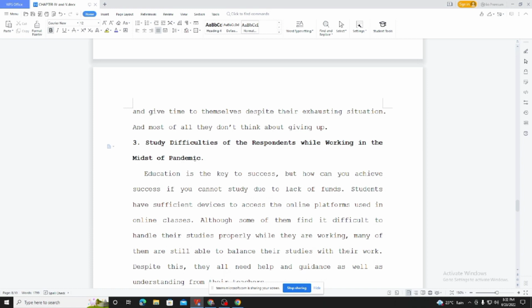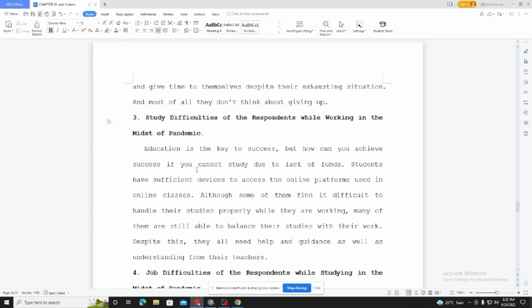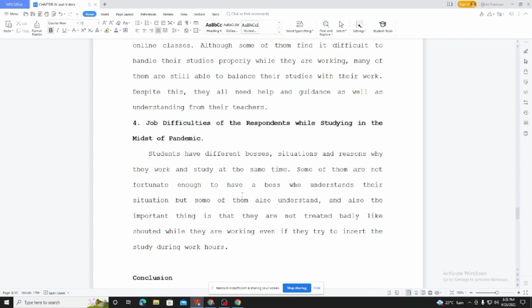So, number 3 is study difficulties of the respondents while working in the midst of pandemic. Education is the key to success, but how can you achieve success if you cannot study due to lack of funds? Students have sufficient devices to access the online platforms used in online classes, although some of them find it difficult to handle their studies properly while they are working. Many of them are still able to balance their studies with their work. Despite this, they all need help and guidance as well as understanding from their teachers.